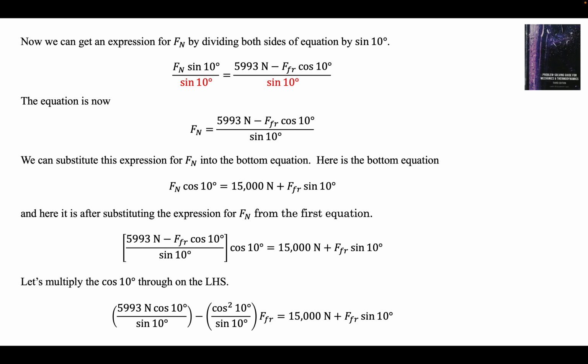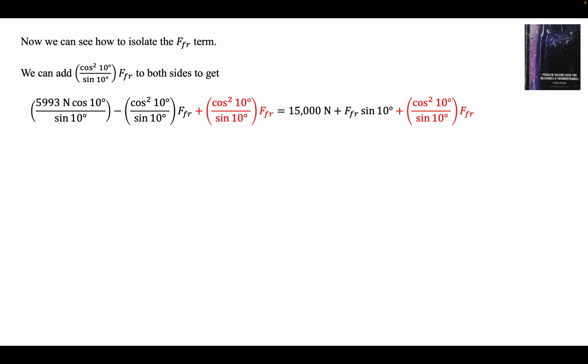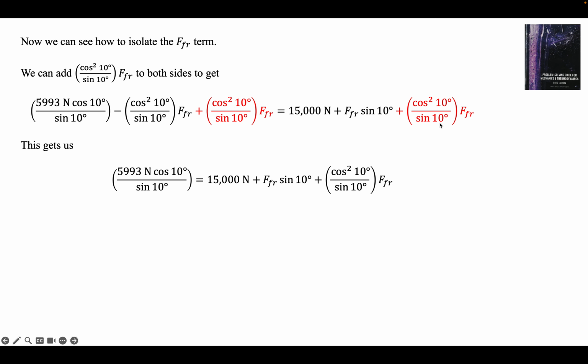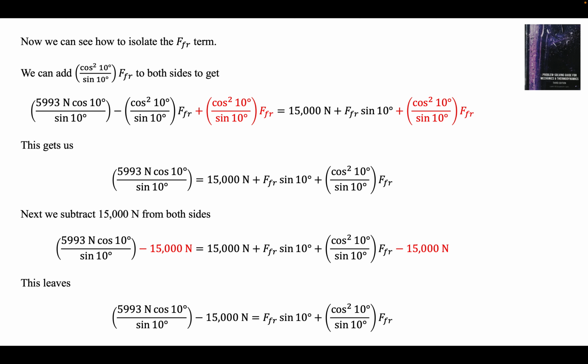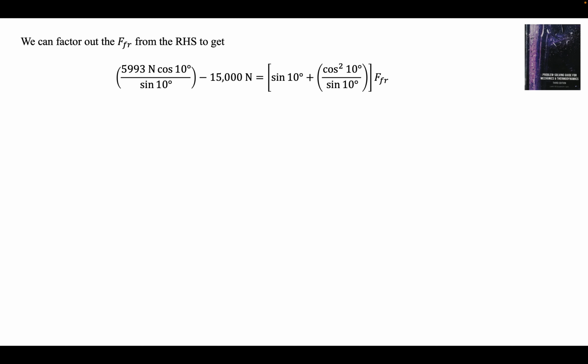So now we're going to solve for F sub r, the frictional force. We can add cosine squared 10 degrees divided by sine 10 degrees, Fr to both sides. These two terms will sum to 0. We're collecting the Fr on the right-hand side. So now we have this, and we can subtract 15,000 newtons from both sides, continuing to try to isolate the frictional force. And now we have this. We're getting close. We can factor out the frictional force on the right-hand side from these two terms, and we get this. We just took the frictional force out.